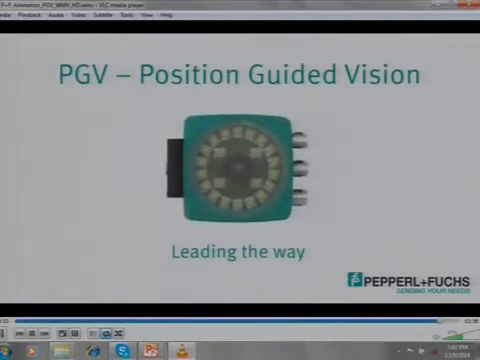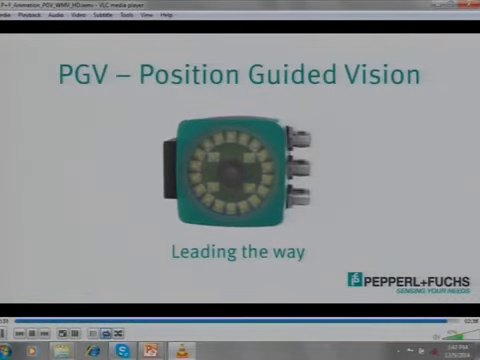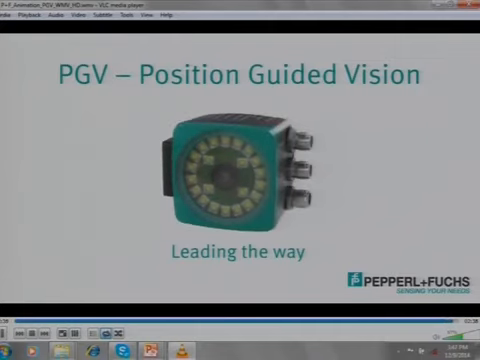So, this was all on vision systems. Maybe in the lab session we can have something to discuss on RFID.